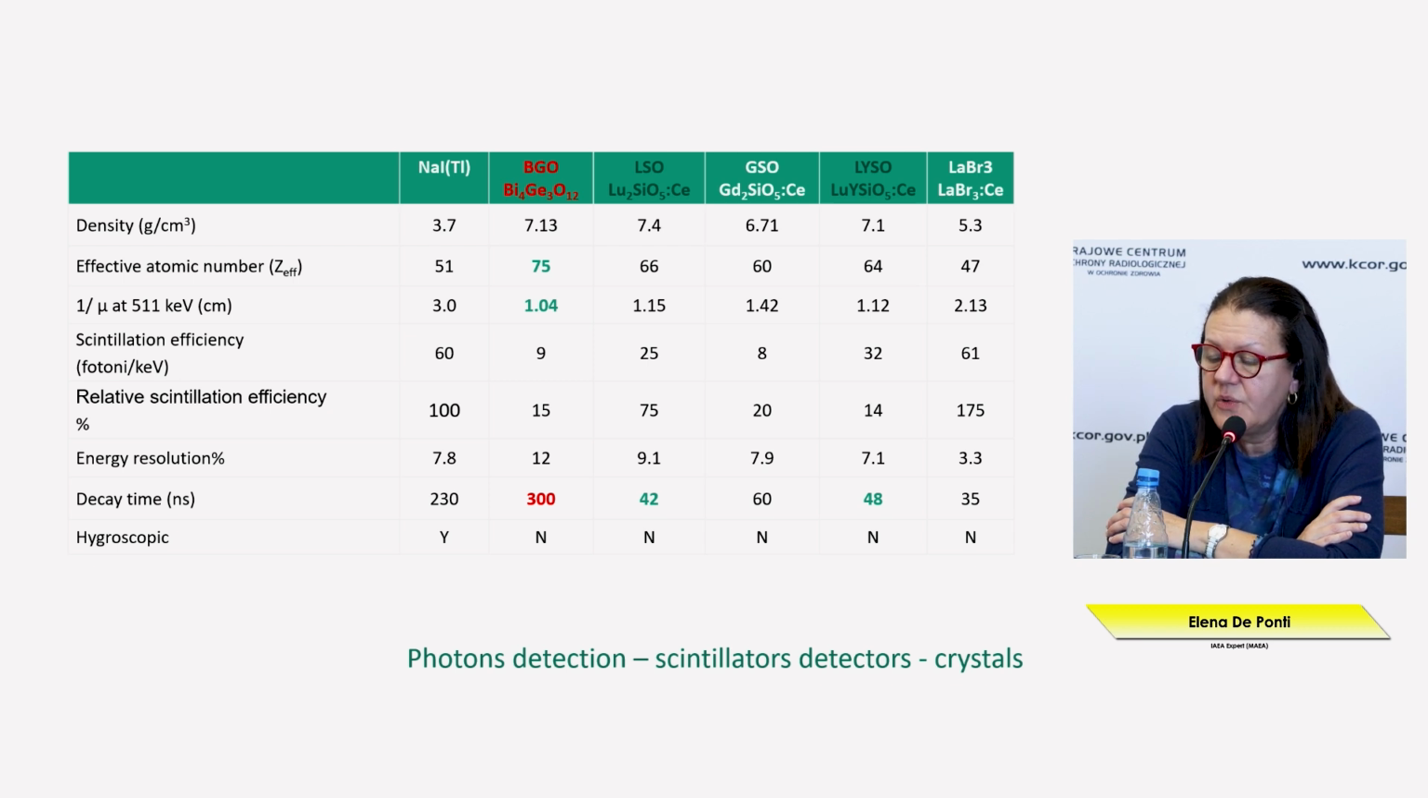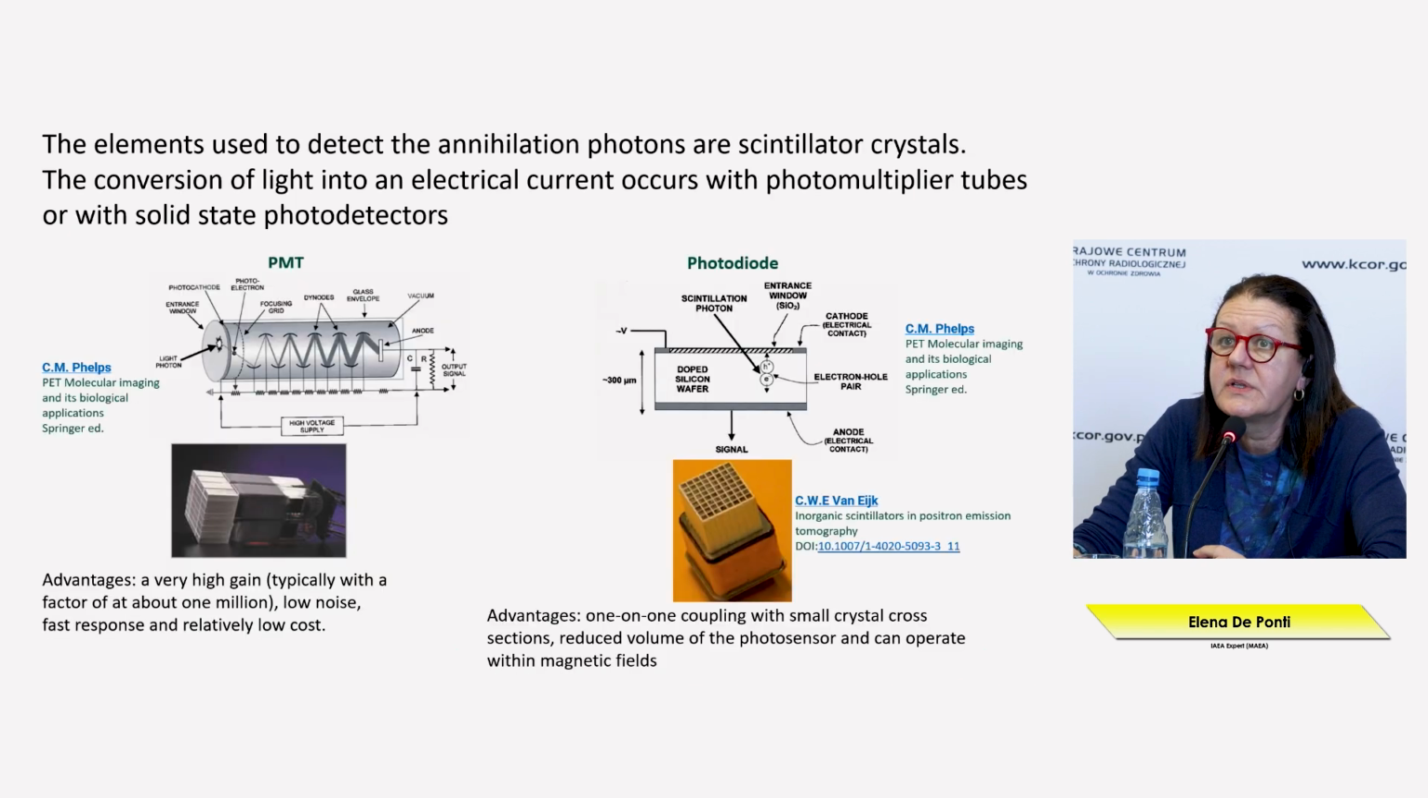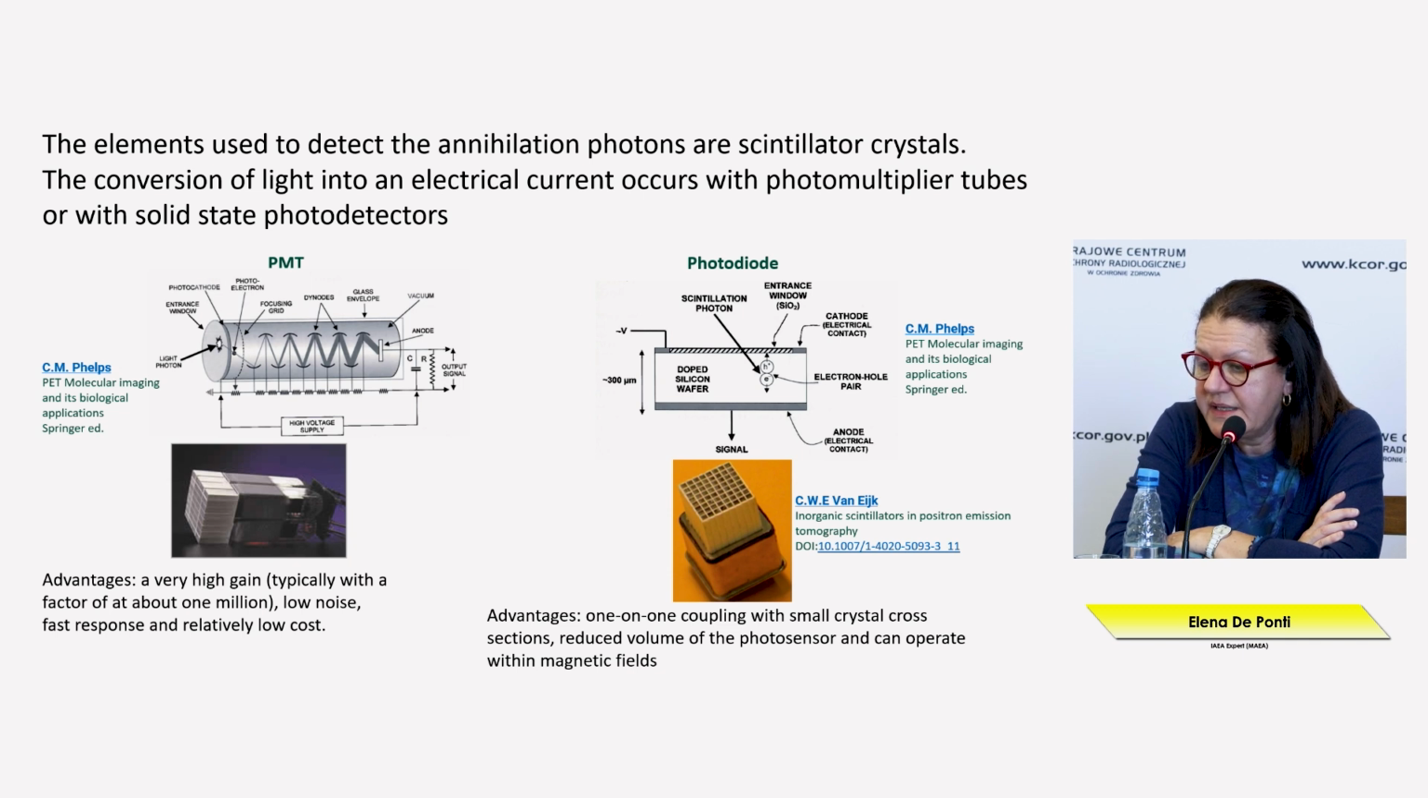So we compare, and we can use as an alternative the LSO and the LYSO, which have a smaller effective atomic number, but on the other hand they have a very good decay time. Those are the crystals that are used in time-of-flight scanners to correct also for the time of flight. According to the detector, the two possibilities are represented here.